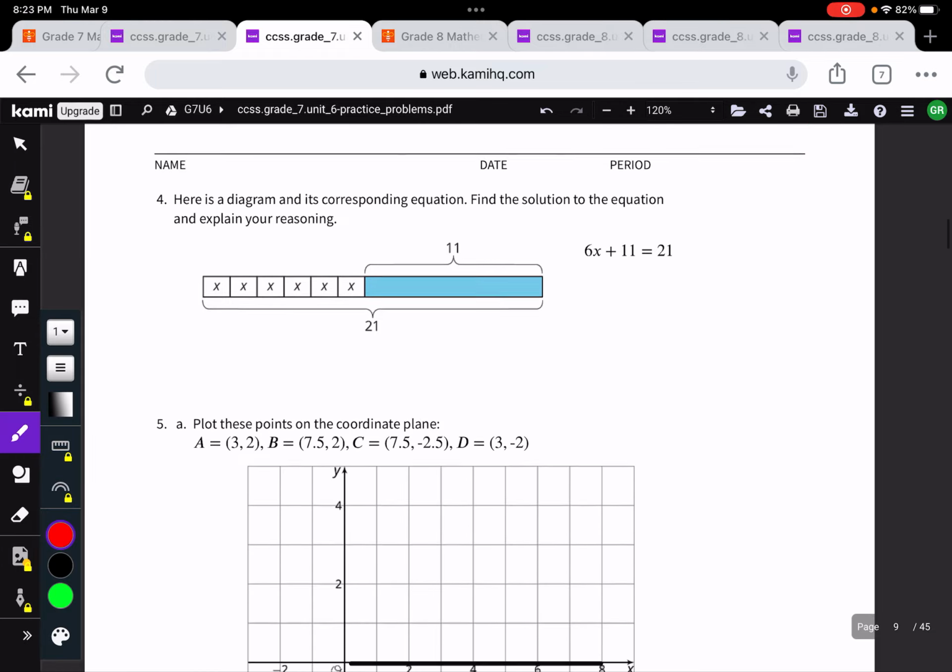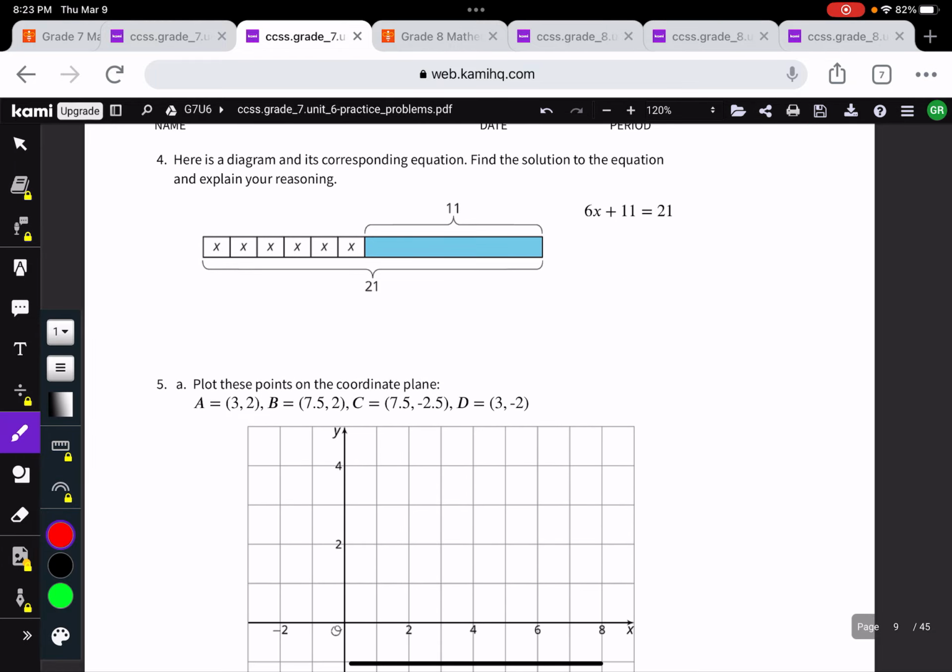And we're almost done. Number 4, here's a diagram, and its corresponding equation. Find the solution to the equation and explain your reasoning. So they even gave us the equation that 6x's and an 11 equals 21. So first thing, let's get rid of the 11. Let's subtract 11. That means we've got 6x's. We got rid of 11, then that means these 6x's are going to be equal to 10. And then we need to take that 10 and split it 6 ways.